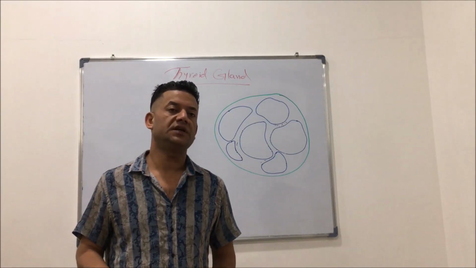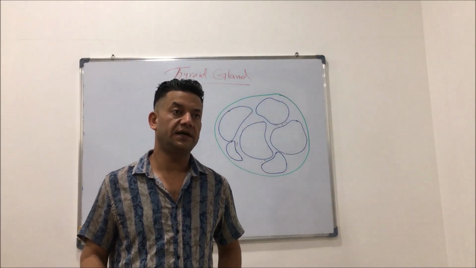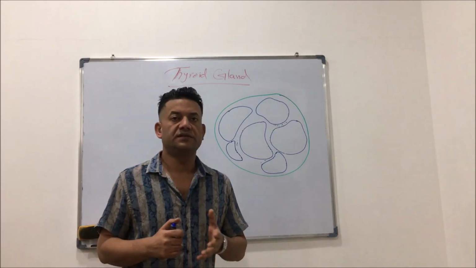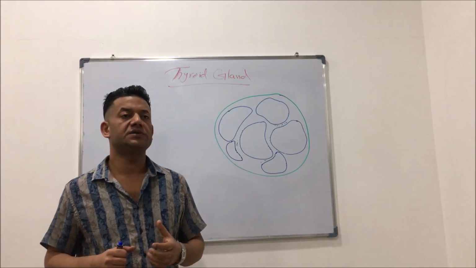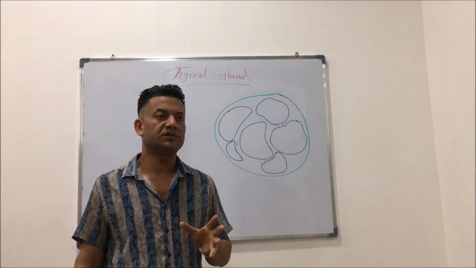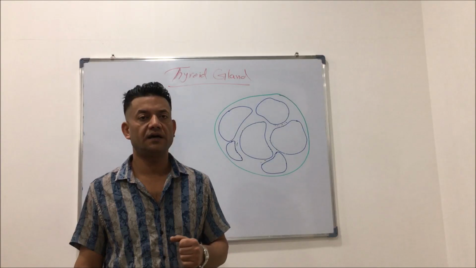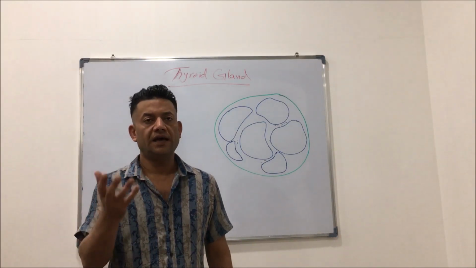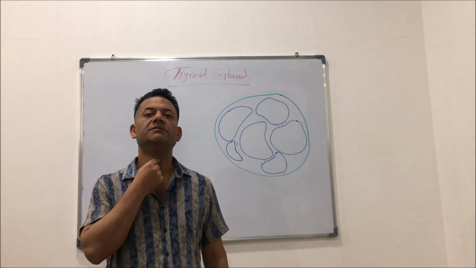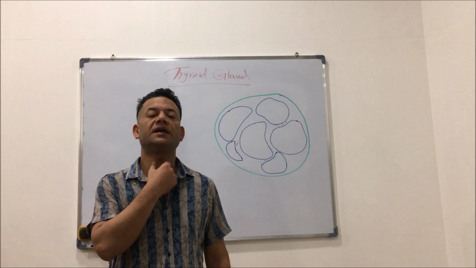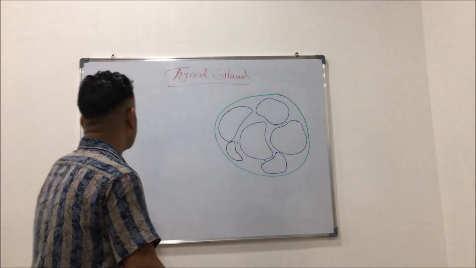Hello, our lecture today is about the thyroid gland. The thyroid gland is a very important gland in the body because it secretes two important hormones, thyroxine and triiodothyronine. The thyroid gland is located directly below the larynx, anterior to the trachea on both sides.